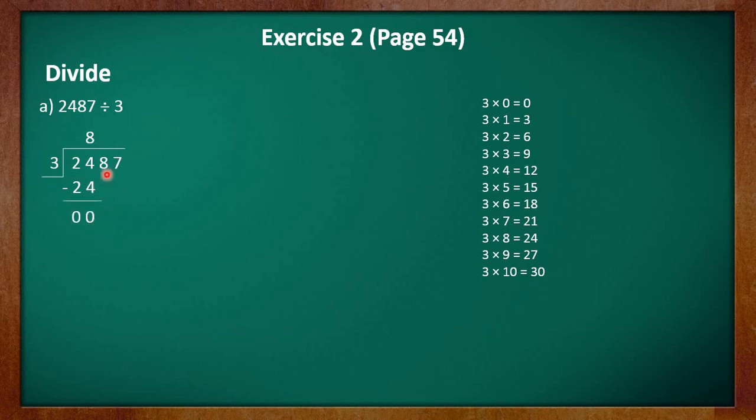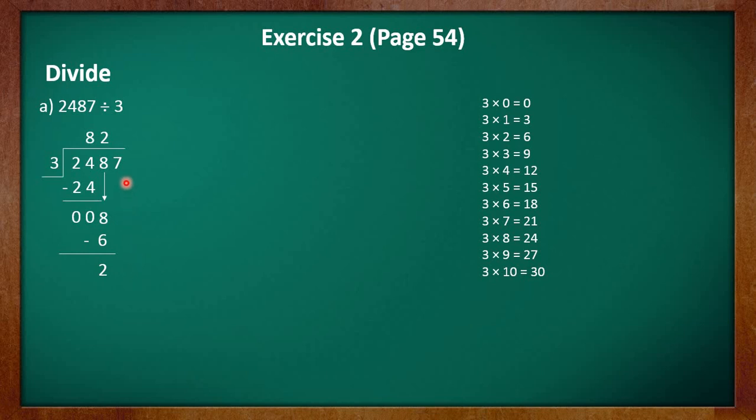Now we will look for the next digit in our dividend, which is 8. So let's bring down this 8. Now we have a smaller number than 8 in the table of 3, which is 6. And we get 6 at 3 twos are. Right? So we will write 2 in the quotient and 6 under this 8, and we will subtract. So 8 minus 6 will give us 2.